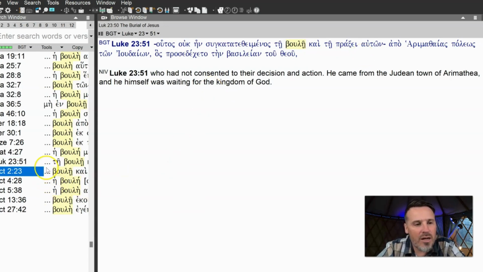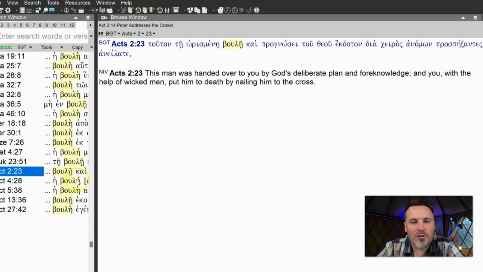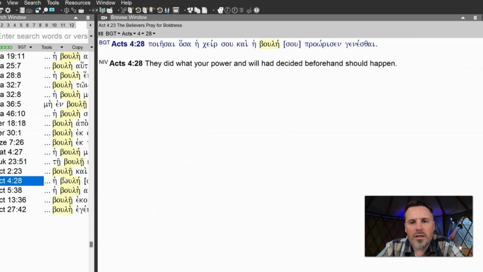You have it, really it looks like only in the New Testament, Luke and Acts, you're finding this form, the noun form boule, has to do with counsel again. This man was handed over to you by God's deliberate plan, right? Choosing. So here you have in Acts 4:28, he boule sou. They have chosen or decided what has happened.